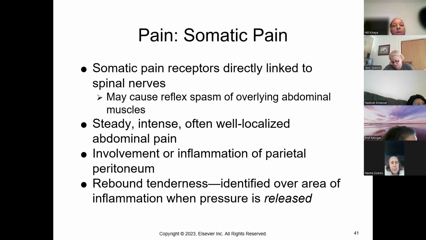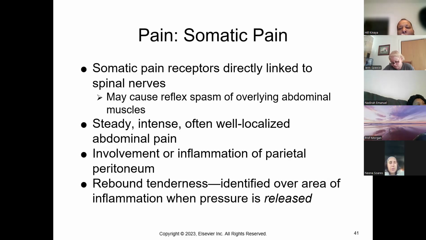There are somatic pain receptors directly linked to your spinal nerves. Not a new concept for you. You've heard about this. These can cause a reflex spasm of the abdominal muscles, causing a rigid abdomen or guarding. Somatic pain is characterized by a steady, intense, well localized abdominal pain. And it usually indicates involvement or inflammation of the parietal peritoneum.